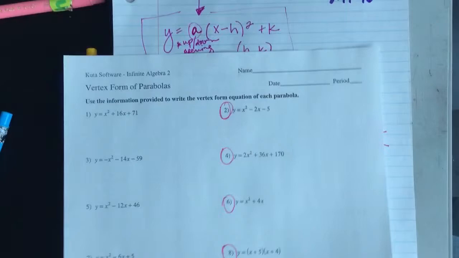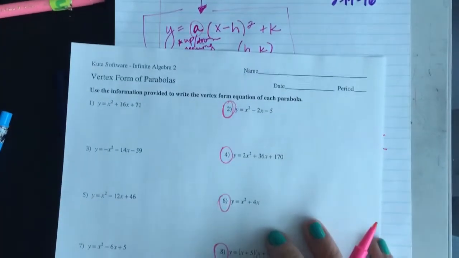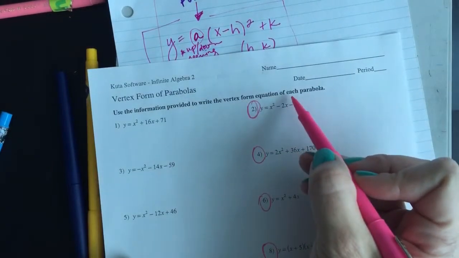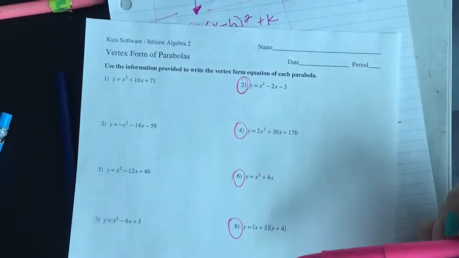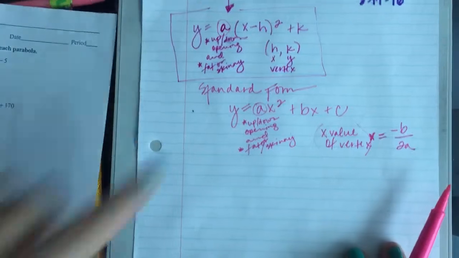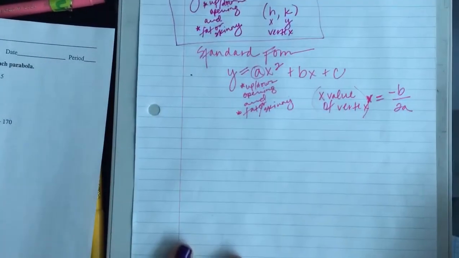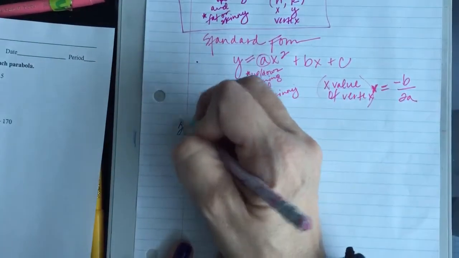I'm going to put this worksheet aside. The directions say use the information provided to write the vertex form equation of each parabola. So we have to take what we've got, standard form or however it's presented, and get it into vertex form. I'm going to start moving a little bit quickly here, and I'm going to write down number 2.